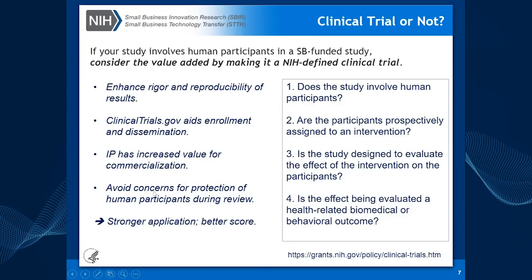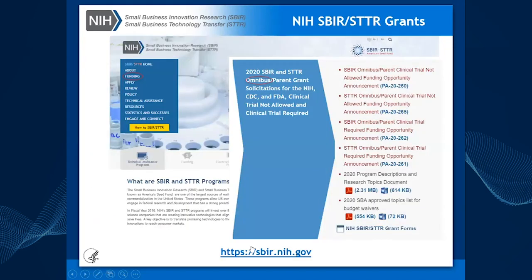You'll also avoid concerns from the reviewers about the protection of your human subjects because you get those extra pages to describe exactly how you're going to do that. And that's going to likely result in a better score. So if you're involving human subjects in your studies in the SBIR or STTR grant programs, you're almost certainly going to use the clinical trial version of funding opportunity announcements.